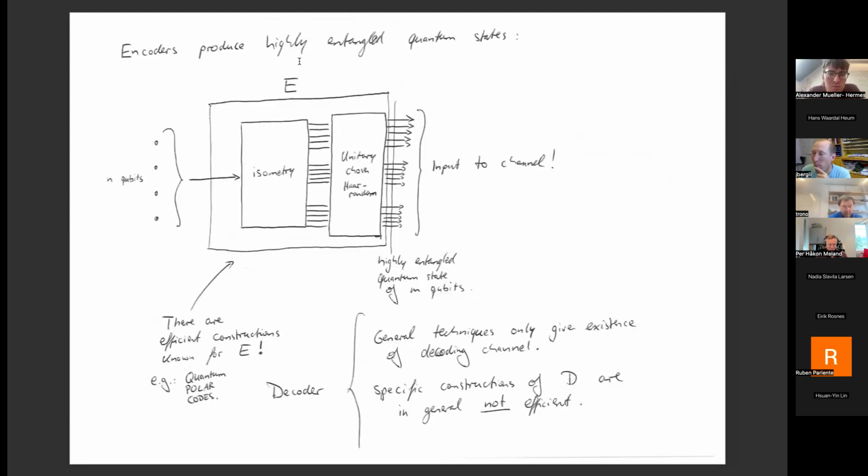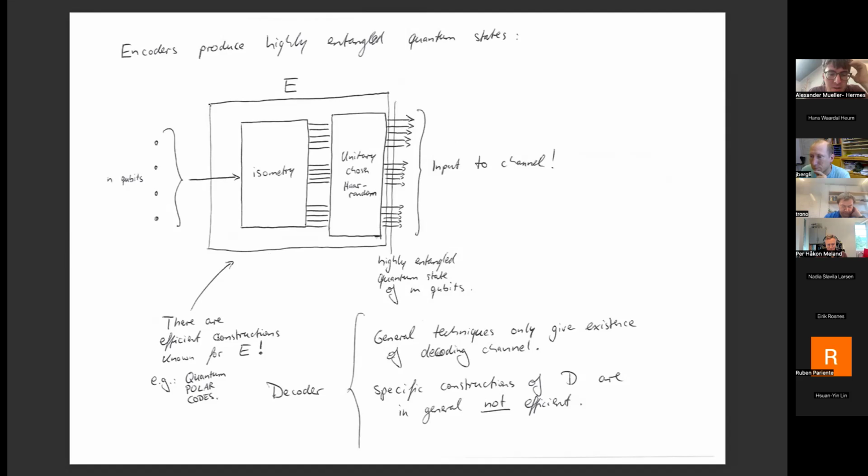And somehow what they might look like is like this: you take these n qubits here, then you put them through some isometry where you have a very large output dimension, and then you randomly choose the unitary, and with high probability, this will give a good input state for the channel. So it's somehow like the way of how you construct these coding maps in the proof of this LSD theorem.